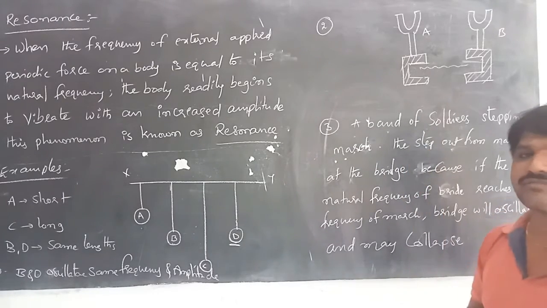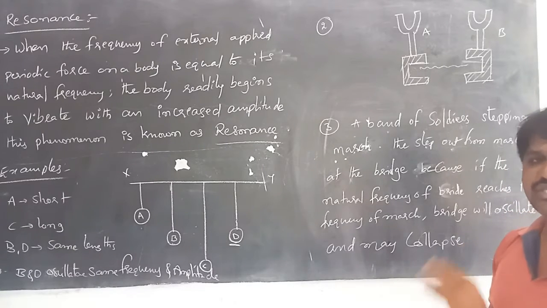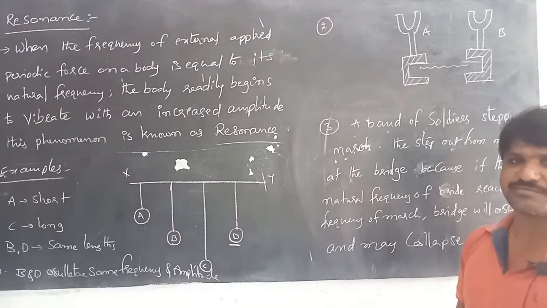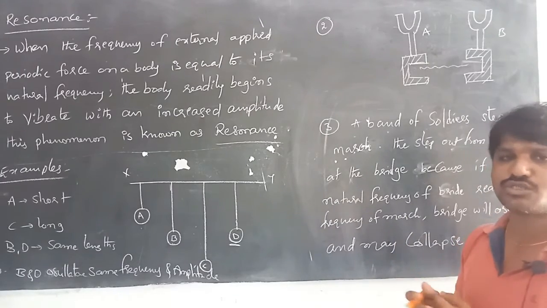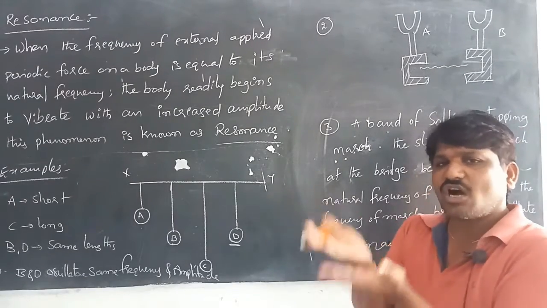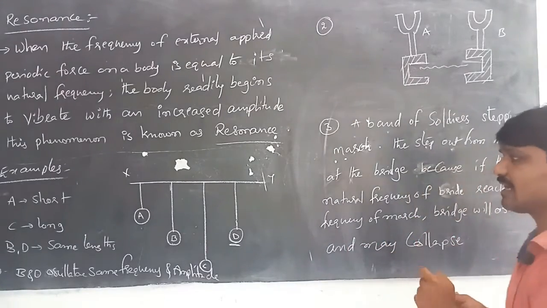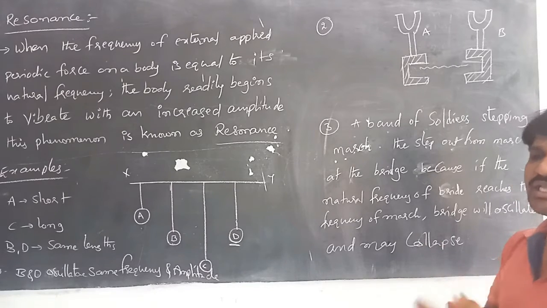And one more thing: whenever a band of soldiers is marching on a bridge, they step out. Why? If the frequency of the marching equals the natural frequency of the bridge, then the bridge starts oscillating and may collapse. So when they are on the bridge, they step out of the march and walk normally. They don't march on the bridge.